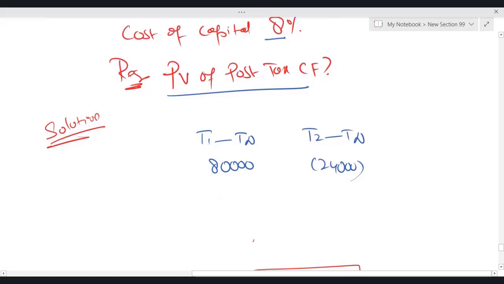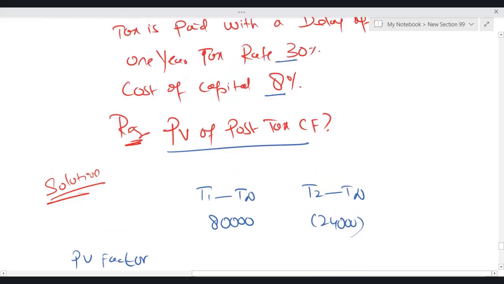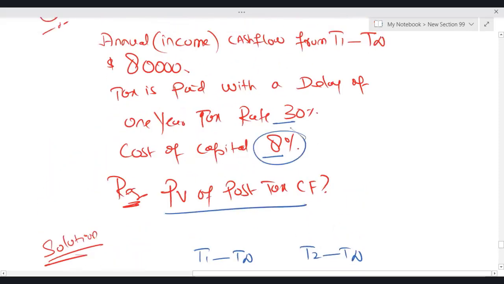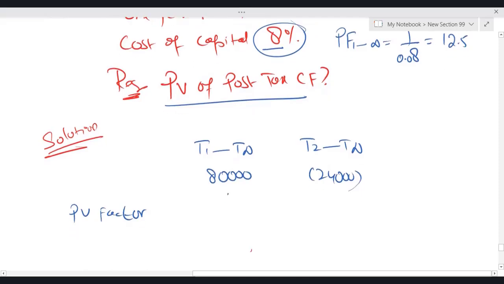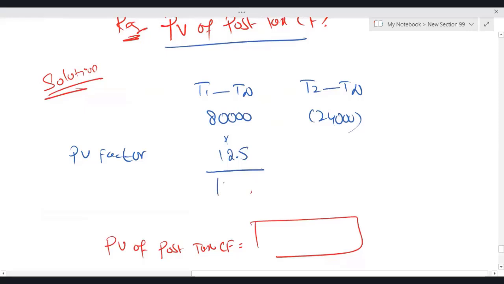Now we need the present value factor. Obviously, we need the perpetuity factor from T1 till T infinity. Cost of capital is 8%. So the perpetuity factor from year 1 till infinity is 1 upon 0.08, which gives me 12.5. So if we multiply the 80,000 with 12.5, we will get 1 million.